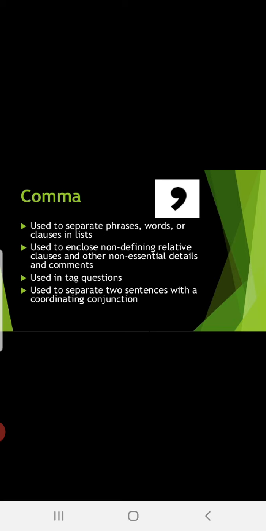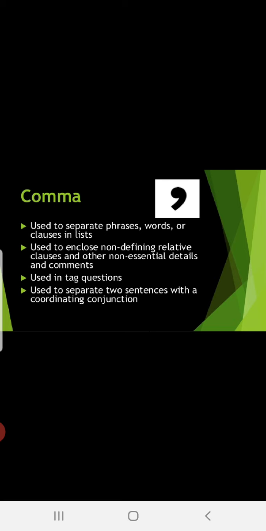Used to enclose non-defining relative clauses and other non-essential details and comments. Yeah. When it is non-essential, means 2-3 comments are put together. If you are separating it, you should use comma. It will be in same sentence. That will not finish or start new sentence, but it will maintain the decorum of the sentence.